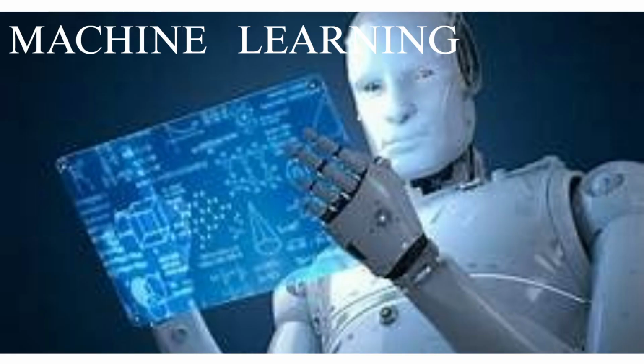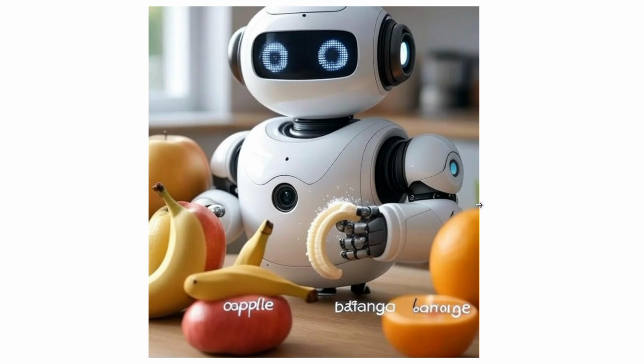For example, if you show the computer 100 pictures, like 40 of apples, 30 of bananas, 30 of oranges, and tell it the names, it can learn what each fruit looks like. Then, when you show it a new fruit, it can say, "This looks round and red. I think it's an apple." That's called learning from data.